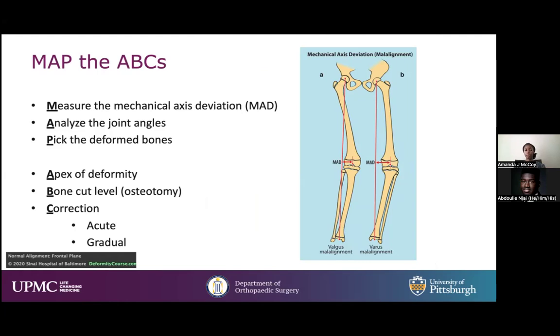And once you figure out what bones are deformed, then you want to measure the apex of the deformity. That's when you draw a line, either mechanical or anatomic, and you see where those lines intersect. Oftentimes, once you figure out where the intersection is, then you can determine where you want to make your osteotomy. And oftentimes, if you make your osteotomy at the apex, then generally there's no obligate translation of the osteotomy.